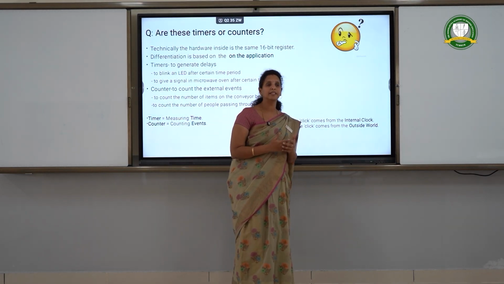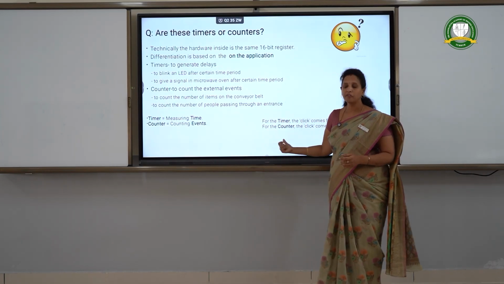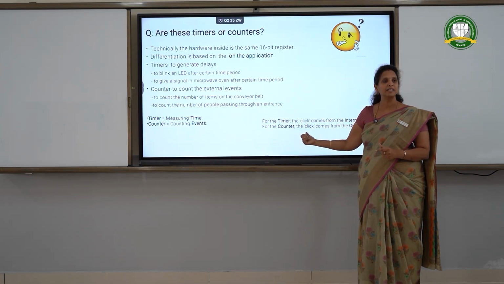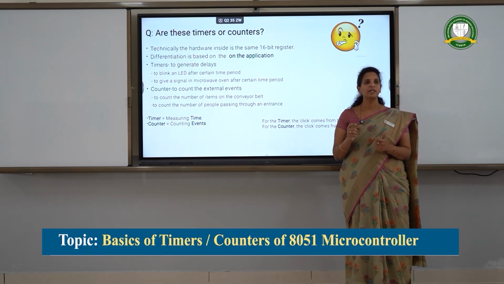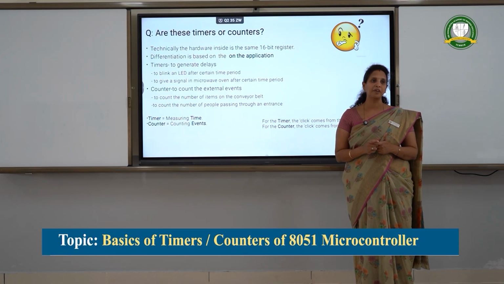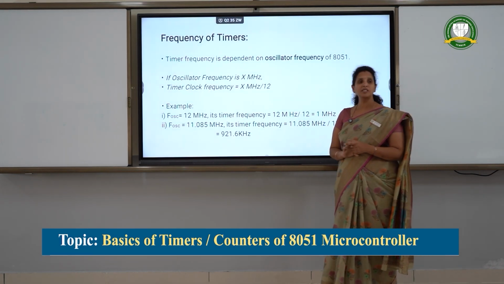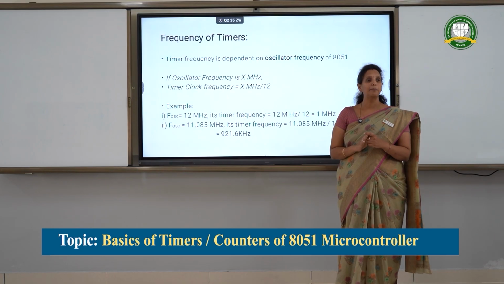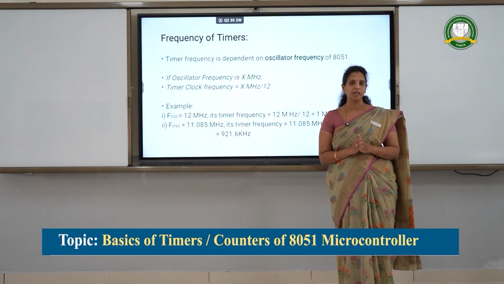This is nothing but the tick which occurs from the oscillation. This will be generated from the internal oscillator present in the 8051 microcontroller. It determines how fast the value present in these registers will be kept incrementing by 1. That is called the frequency of these timers or counters. Basically, the frequency of timers or counters depends on the internal clock frequency of the 8051 microcontroller.